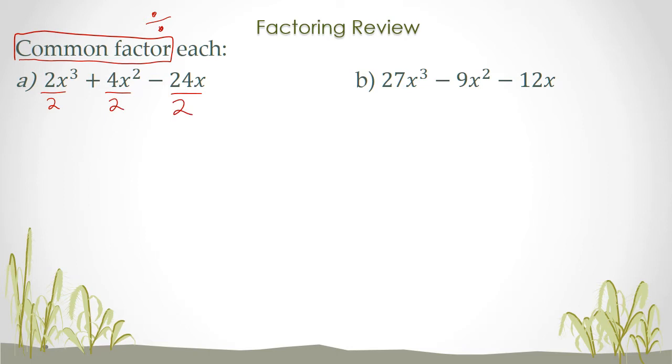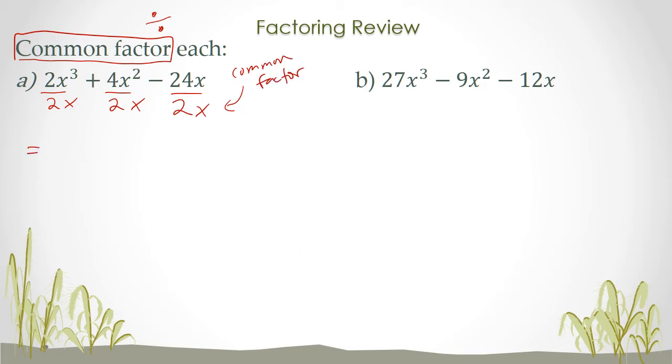And then you look at the variables. We got an x cubed, an x squared, and an x. Does x go into all of those? Yes. Does x squared? No. X squared does not go evenly into just the x on the end. X cubed, that does also not go into x. So the biggest power of x that we can take out is 1, which is just x. This term on the bottom that you're dividing by, that is your common factor.